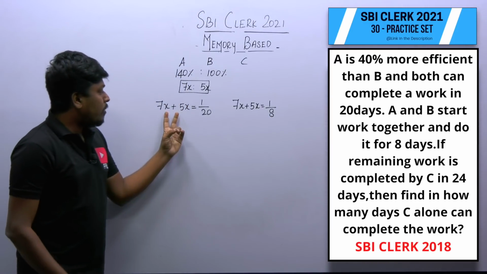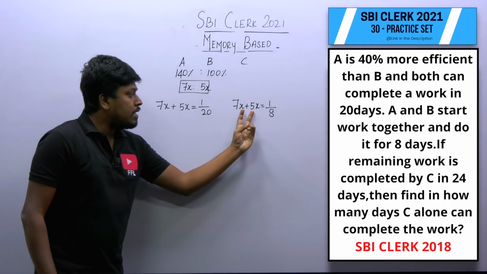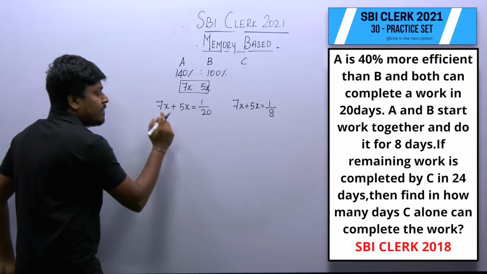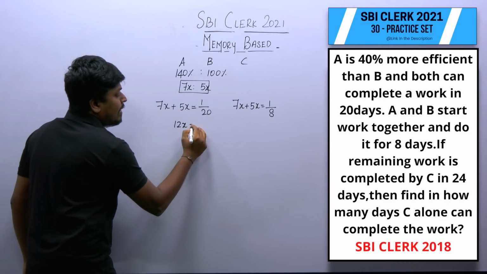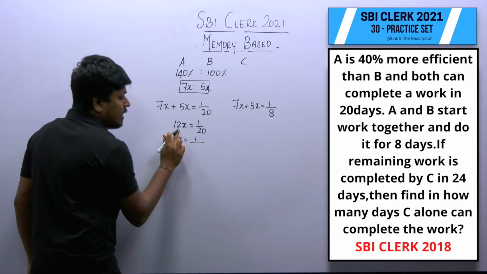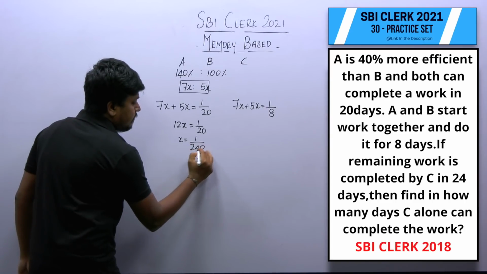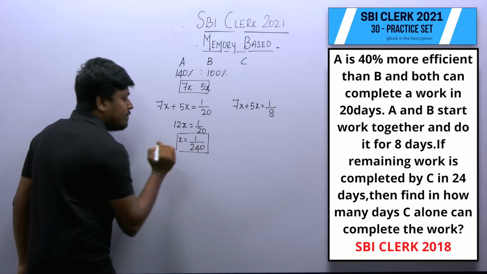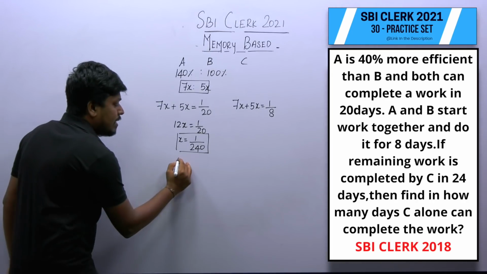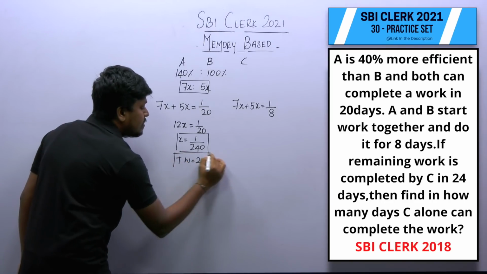Both the persons can complete a piece of work in 20 days, and initially they worked for 8 days. Just listen carefully. 7 plus 5 will be 12, so 12x will be 1 by 20. So x is equal to 1 divided by 12 into 20, which is 240. What does this 240 mean? 240 will be the total work. Understood this logic or not?